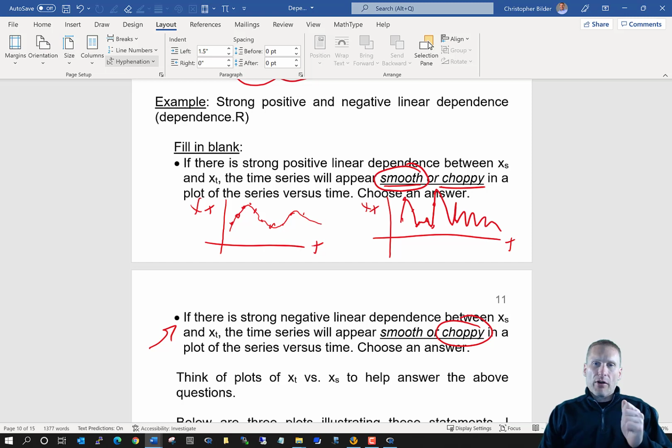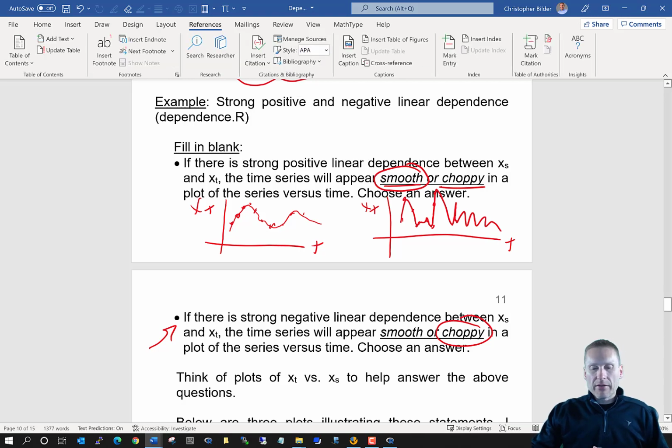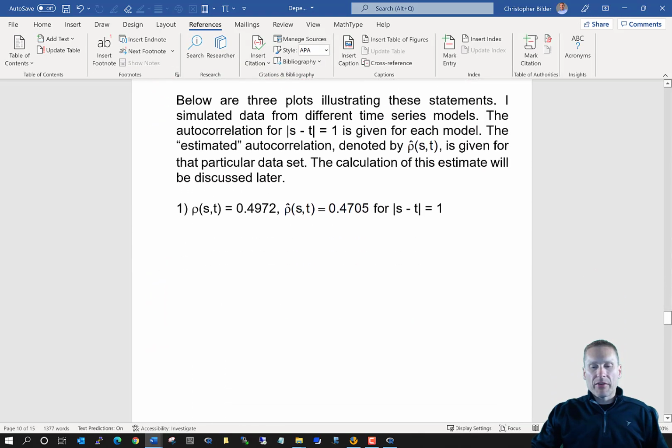If I have a large value at x of 2 for my time series, and I have negative dependence at x of 3 with x of 2, then what's happening at x of 2 is going in a different direction than what's happening for x of 3. So if I have a large value at x of 2, I'm going to likely have a small value at x of 3 because the dependence is going in the opposite direction. Okay, so let's take a look at some plots to help illustrate this.